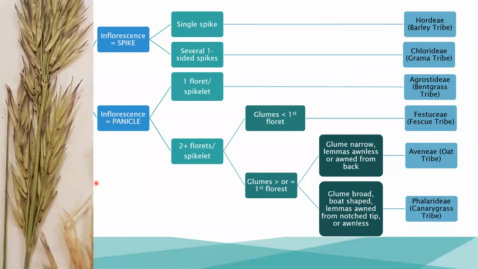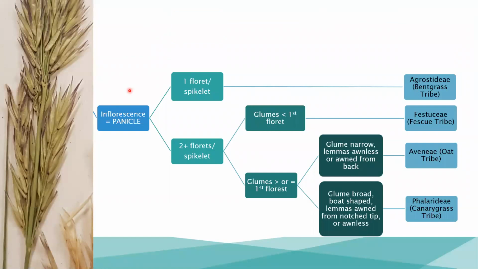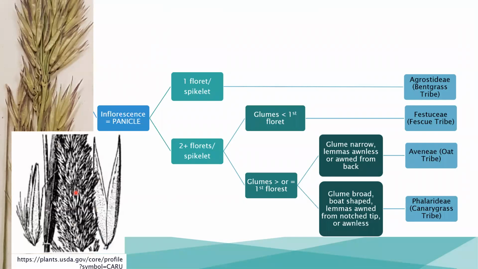All right, moving on to our next species. Again, we're going to start off with that first question of, do we have a spike or a panicle? If we take a close look in here, we can see there's a branch leading to another branch, which gives us a panicle. From this picture, you can't really tell if you have one floret per spikelet or multiples. And I couldn't get a good picture, so here's a diagram.